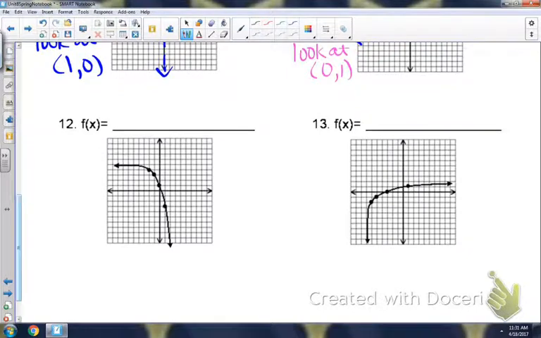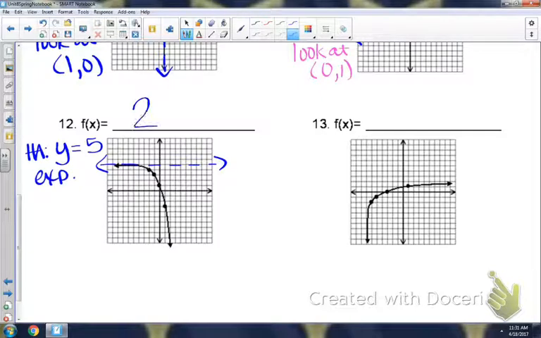Alright, number 12. Notice it's approaching this horizontal line here. So if it's a horizontal asymptote, that would be y equals 1, 2, 3, 4, 5. That means it's exponential. So our parent function is 2 to the x power. Alright, we know that from our asymptote, it's normally at 0. It went up 5. So I want you to look at your 0, 1 point.